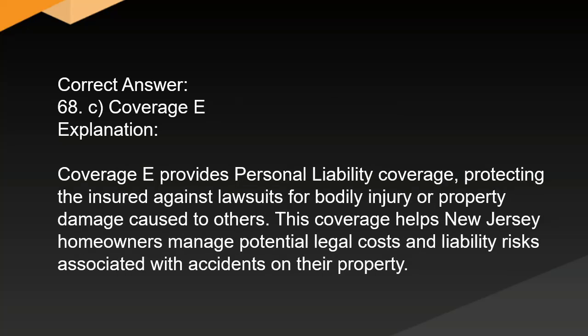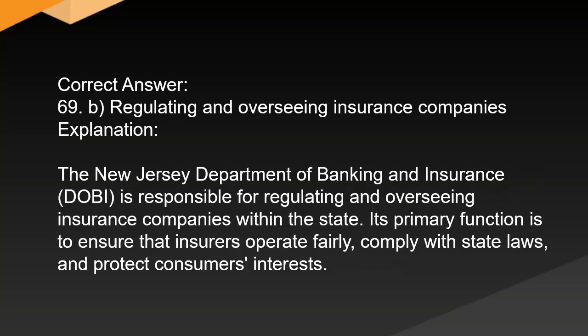Correct answer. C. Coverage E. Explanation. Coverage E provides personal liability coverage, protecting the insured against lawsuits for bodily injury or property damage caused to others. This coverage helps New Jersey homeowners manage potential legal costs and liability risks associated with accidents on their property.